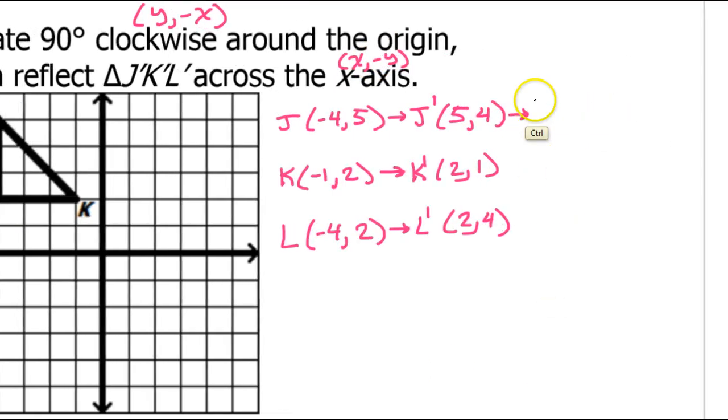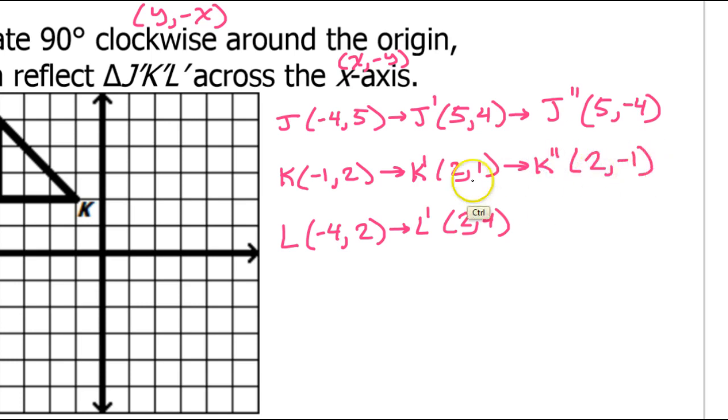Let me give myself a little space. So J double prime: x and then the opposite of y. So that's going to be 5 and then negative 4. K double prime: x and then the opposite of y. L double prime: x and then the opposite of y.